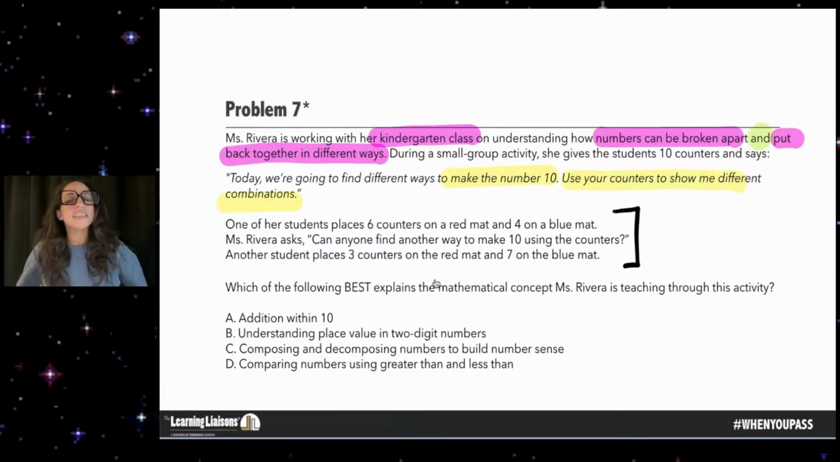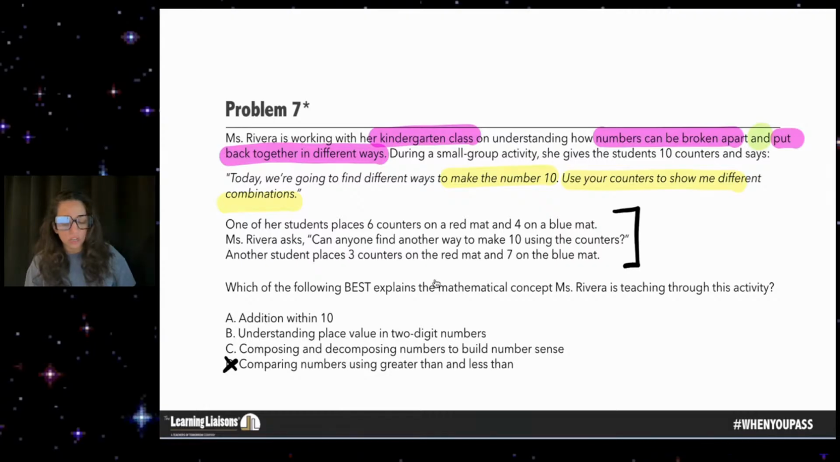What is the teacher teaching through this activity? Addition within 10, understanding place value in 2-digit numbers, composing and decomposing numbers to build number sense, or comparing numbers using greater than or less than. We can pretty much eliminate comparing numbers using greater than or less than. That is definitely not what they're working on, right? Addition within 10, 6 plus 4 is 10. 7 plus 3 is 10. So that could be it.